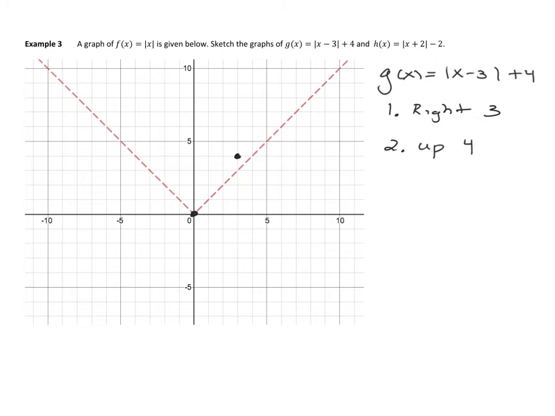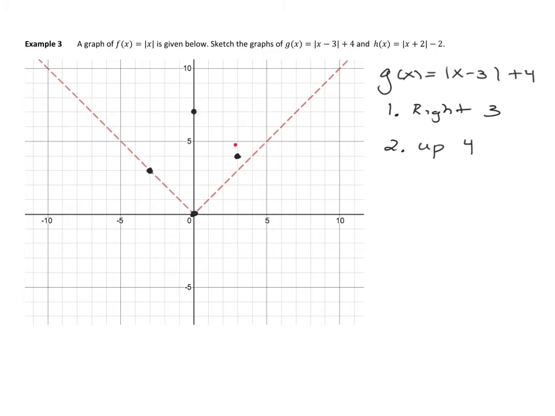Now maybe we should get a few more points just so we have an accurate picture. Maybe I'll choose this point here. Again, it's going right 3 and then up 4. So this is the new location of that point, 0, 7.